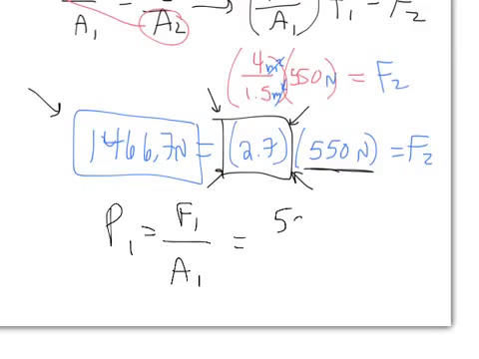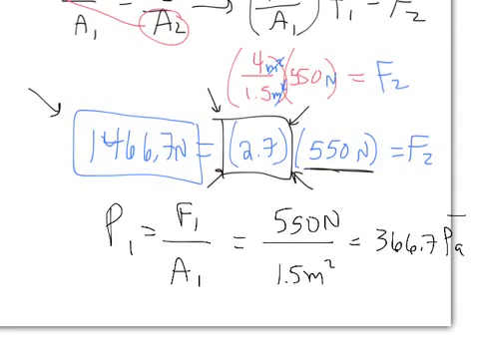I take 550 newtons over 1.5 square meters, giving me 366.7 pascals. And if I did the same thing with P2, I would use the force I just got, which is this 1466.7, over the area of piston 2, which is 4. If I take this over this, I will also still get 366.7 pascals. Next, we'll take a look at how pressure varies with depth.